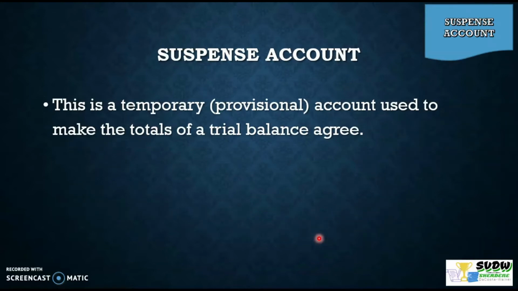Now, with all this said, to make this correction, we will be using a special type of account to ensure that our trial balance agrees. And this is called the suspense account, the one that I mentioned earlier. But we're going to go into it some more. So the suspense account is just a temporary provisional account used to make the totals of the trial balance agree. So a business will open a suspense account when they find that the trial balance totals do not agree. So they will definitely use this account to temporarily ensure that the trial balance agrees.